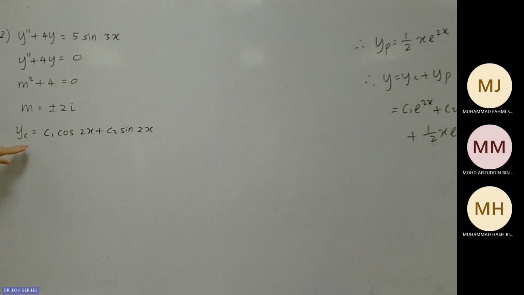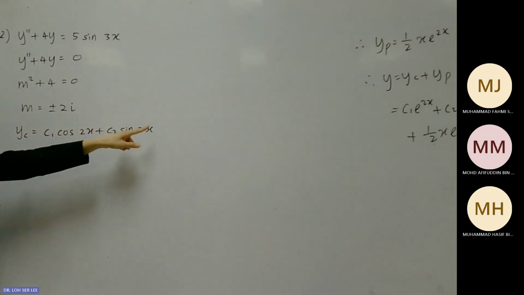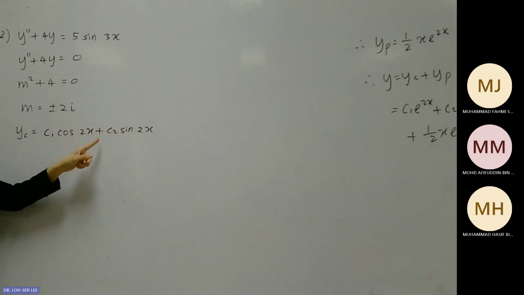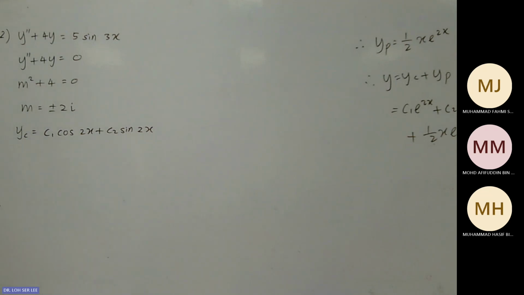Okay, up to here, any questions? Okay, remember the formula for this yc is e^(alpha x), and then in the bracket you have C1 cos beta x plus C2 sin beta x. But your alpha is 0. Okay, e^0 is 1. That's why you do not have any exponential function here, because alpha is 0.